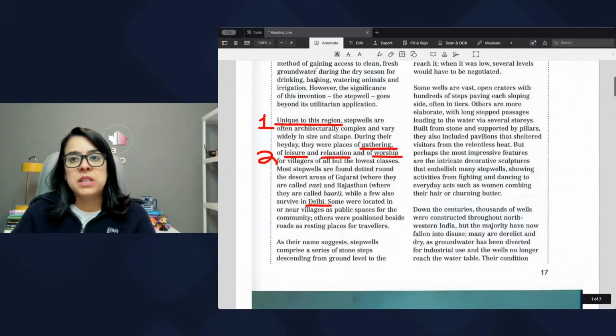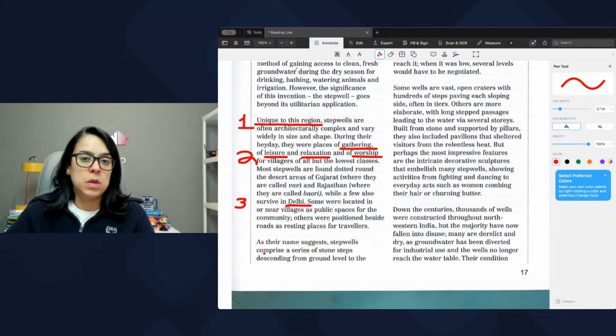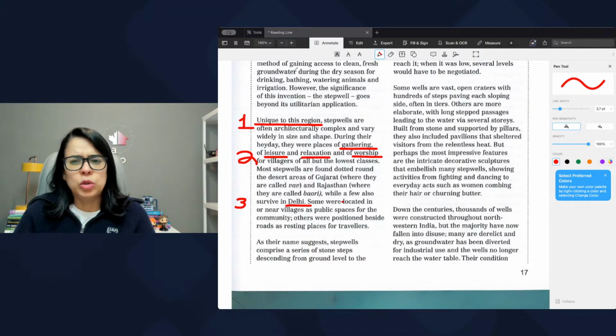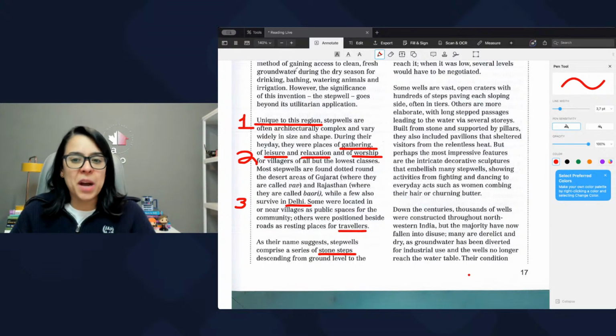So we found the answer to number 3 here. So I'm going to continue from this part. Okay. So they mention travelers, but not workers. Stone steps. So we have the words stone steps here. Let's see what they say about it.